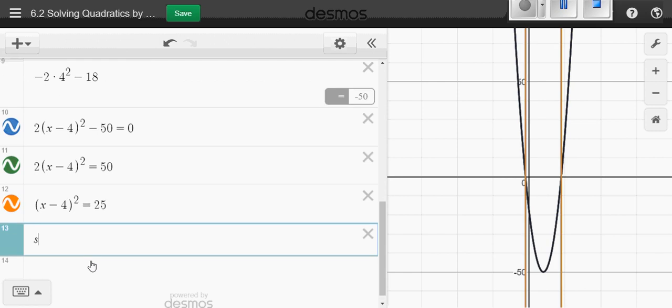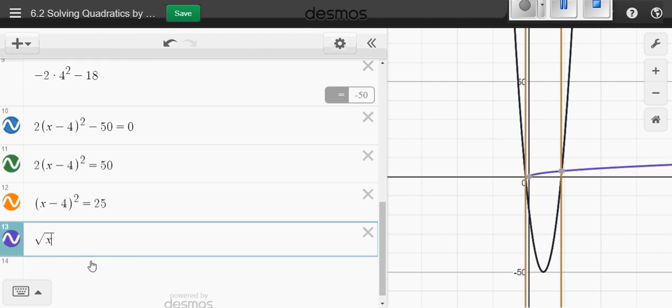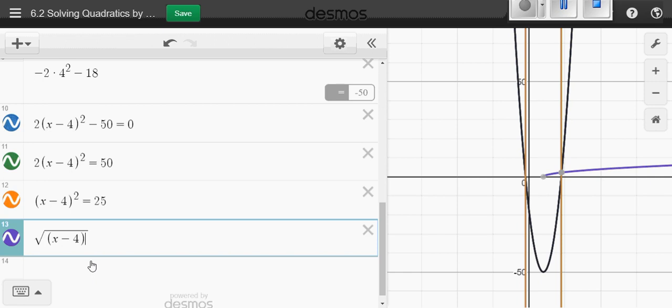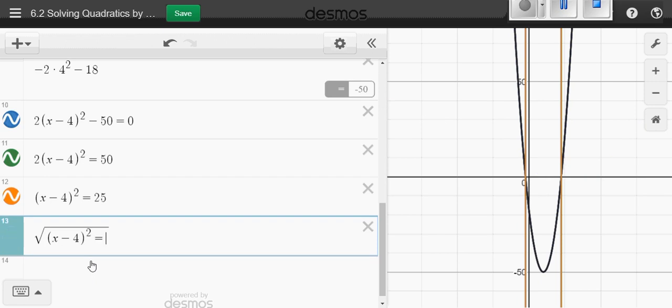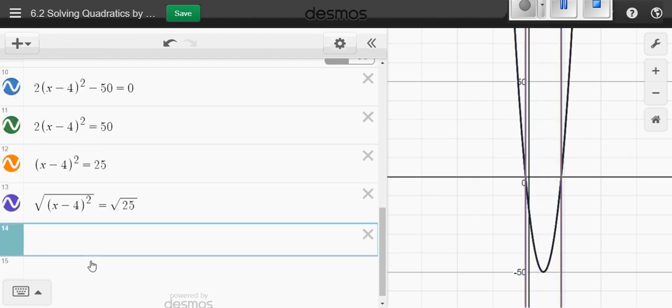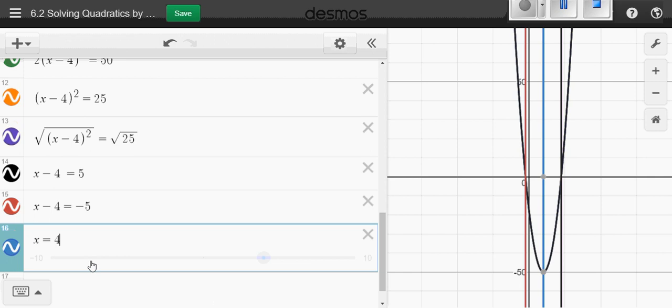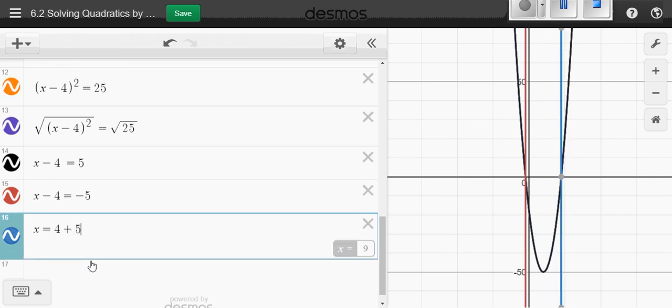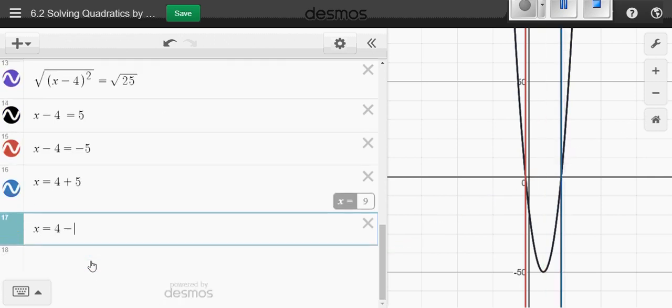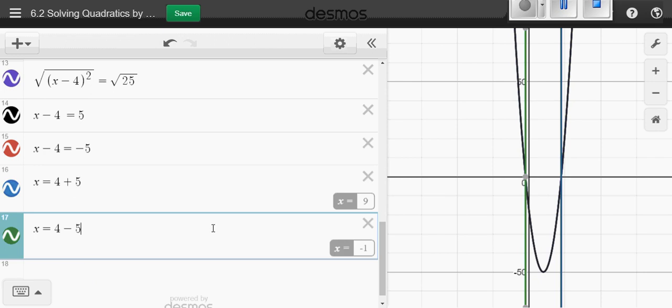Then I have to take the square root of x minus 4 squared, and that has to equal the square root of 25, so x minus 4 equals 5, or x minus 4 equals negative 5. So adding 4, x equals 4 plus 5, x equals 4 minus 5. And those are your solutions.